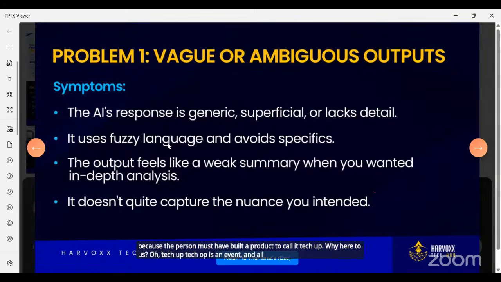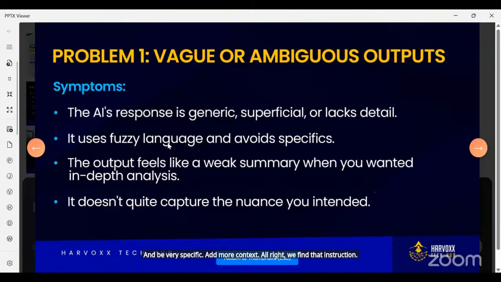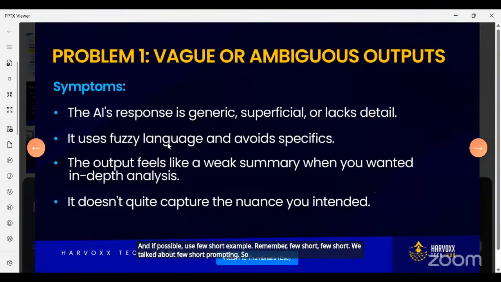So there will be need most times for you to break it down and be very specific, add more context, all right? Refine that instruction. And if possible, use few-shot examples. Remember, few-shot. We talked about few-shot prompting. So you know if you use few-shot prompting to get results, okay?